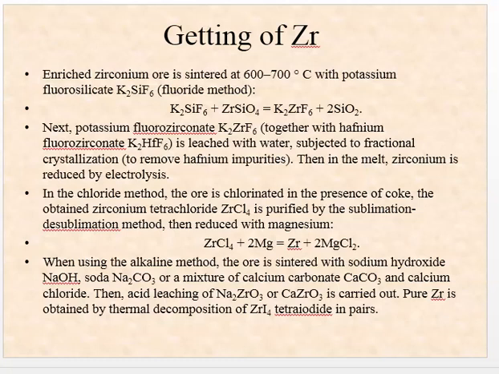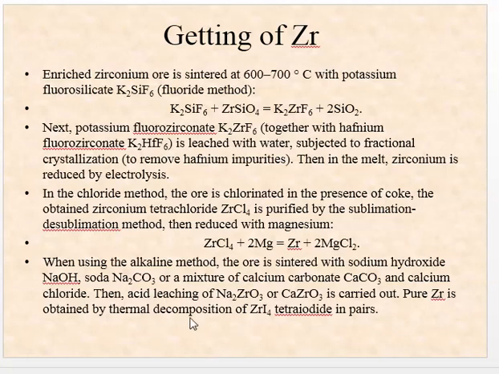In the chloride method, the ore is chlorinated in the presence of coke. The obtained zirconium tetrachloride is purified by the sublimation method, then reduced with magnesium.